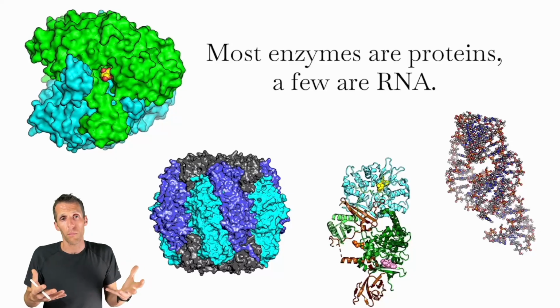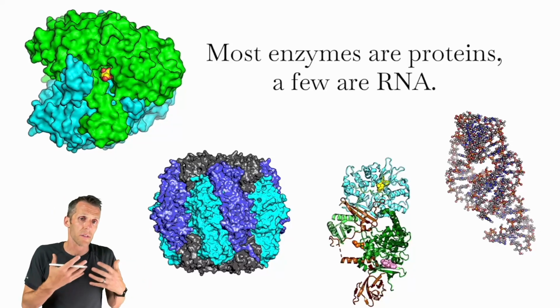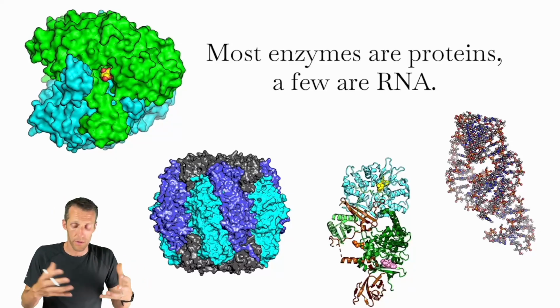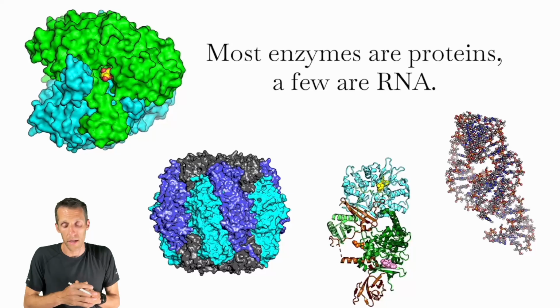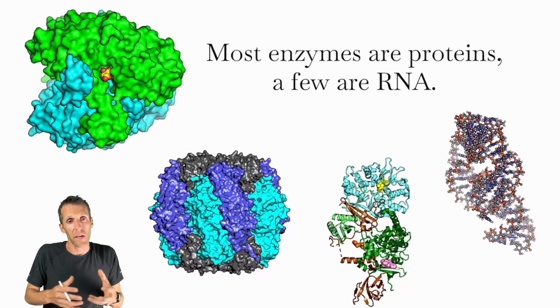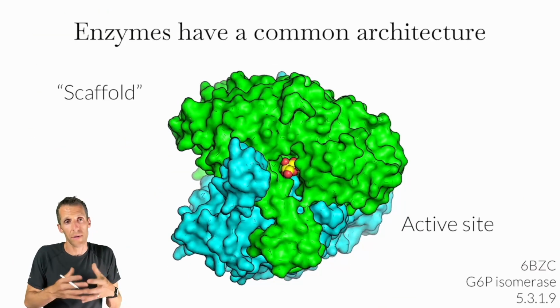So first of all, most enzymes are proteins, a few are RNA. They're all macromolecules, though, that are encoded by some sequence of amino acids in the case of proteins or nucleic acids in the case of RNA. They take on a particular structure, and that structure allows them to do the chemistry.